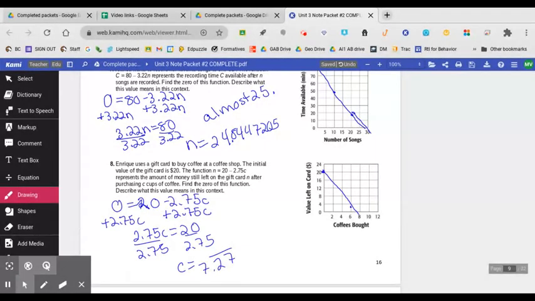Okay, so you can see when I graphed it, I get somewhere between 6 and 8, probably around 7. When I solve it algebraically, I substitute C in for n, and it gives me that C equals 7.27 repeating. So that means I can buy 7 cups of coffee on that gift card.